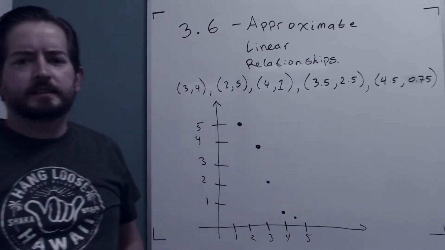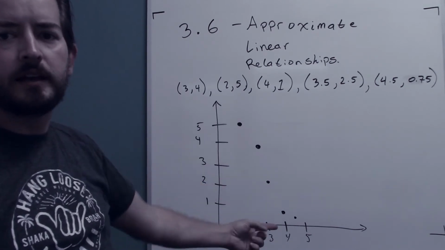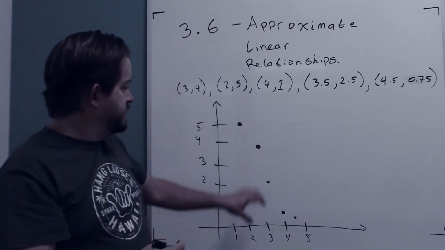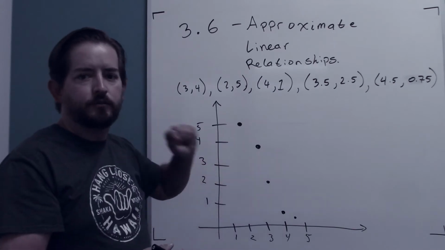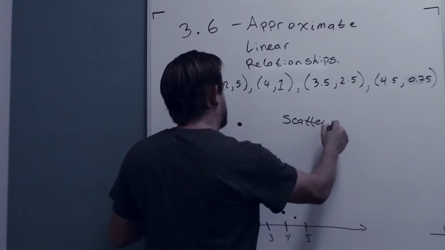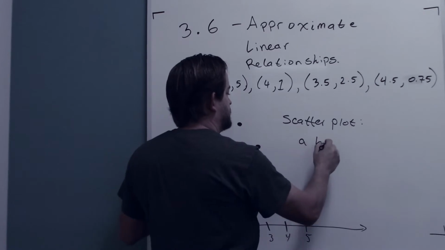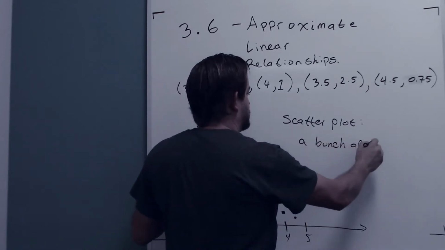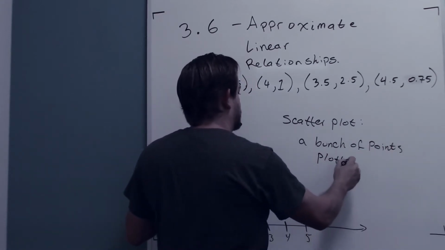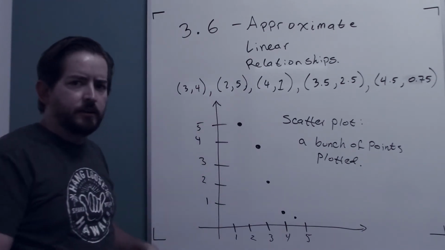So you can see that this kind of looks linear, right? We start up here and it goes down, kind of in a line, but it's not a straight line, right? It's not perfect. But this is a scatter plot, right? It's just a plot of a whole bunch of points. And so that's what we have to start with. A scatter plot is just a bunch of points plotted. They call it a scatter plot because sometimes it looks like it's just a huge scattering of points, right?